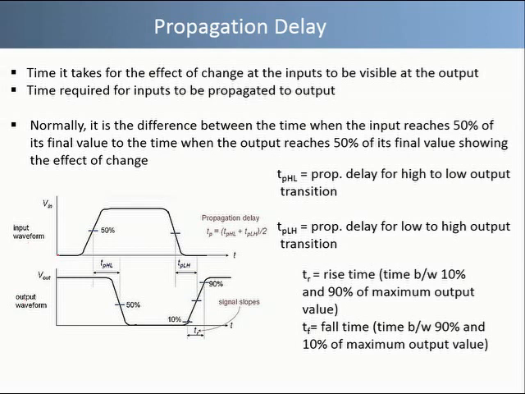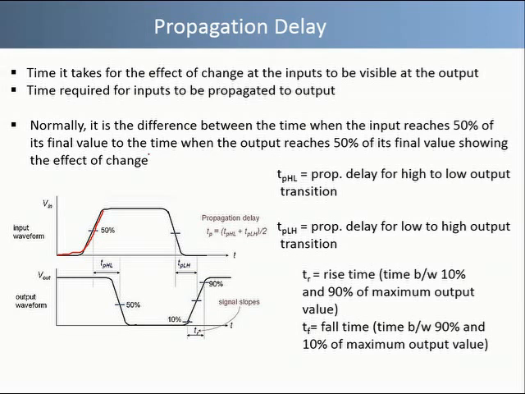As you can see, when input changes from low to high, the output changes from high to low after a certain time. The same thing happens when the input changes from high to low. The output changes from low to high after a certain time period. So there is always a certain time delay between the input transition and its corresponding output transition, and this delay is called propagation delay.